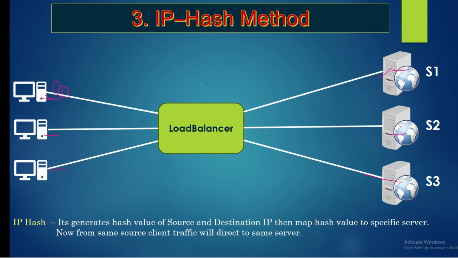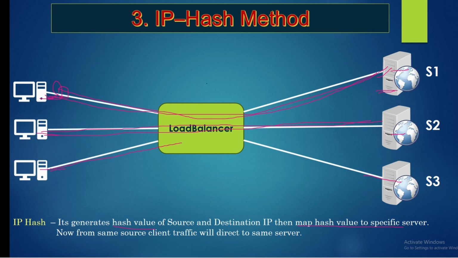How does it work? It combines the source IP and destination IP of the server and generates a hash value. Then it maps the hash value to a specific server. Suppose this PC's hash value maps to this server, so this PC's traffic will hit only this server, statically.